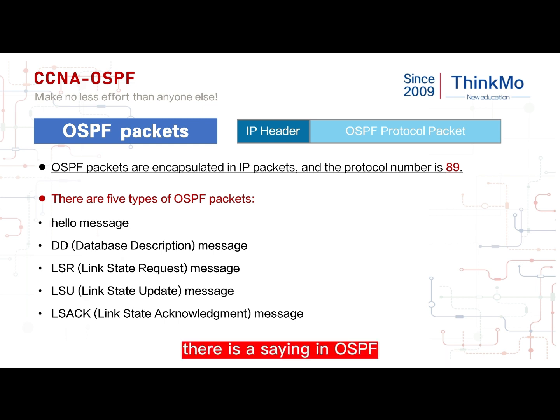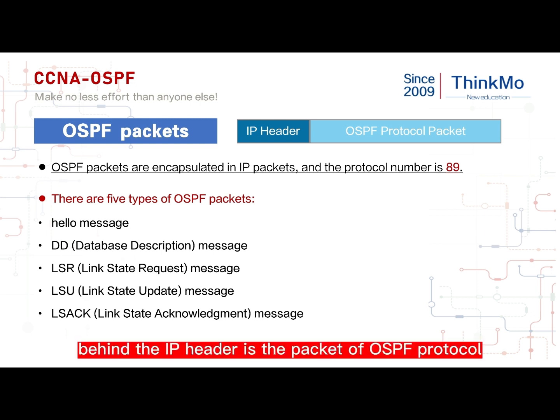This is the 5 packets of OSPF. There is a saying in OSPF: OSPF has 5 messages and 7 states. This is what everyone must remember. Before we talk about the message, first you have to know where OSPF works. That is, data encapsulation. Where is this message encapsulated? It is encapsulated on top of the IP layer. Everyone can see, preceded by an IP header. Behind the IP header is the packet of OSPF protocol.